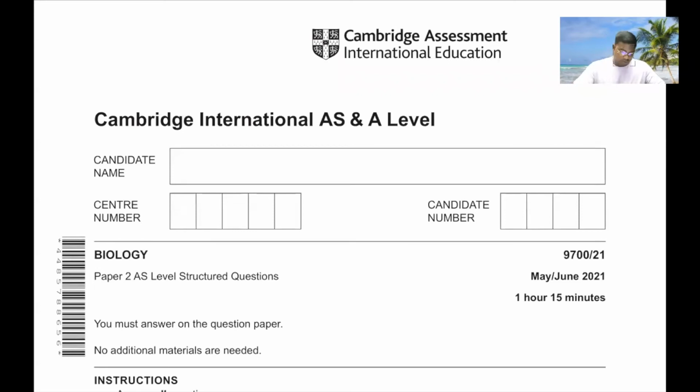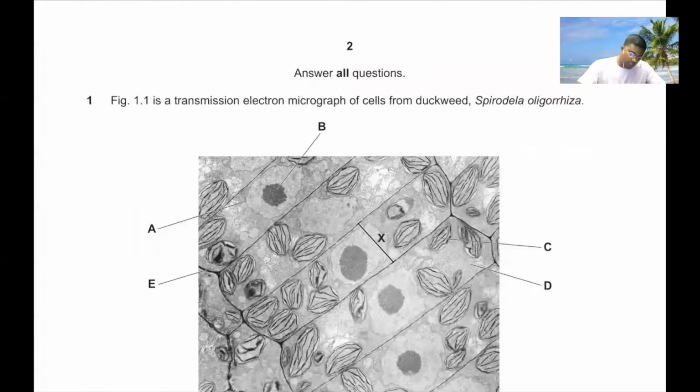Hello everyone. Today we'll be solving Cambridge International AS and A level Biology Paper 2 AS level structured question, May June 2021, variant 2-1.